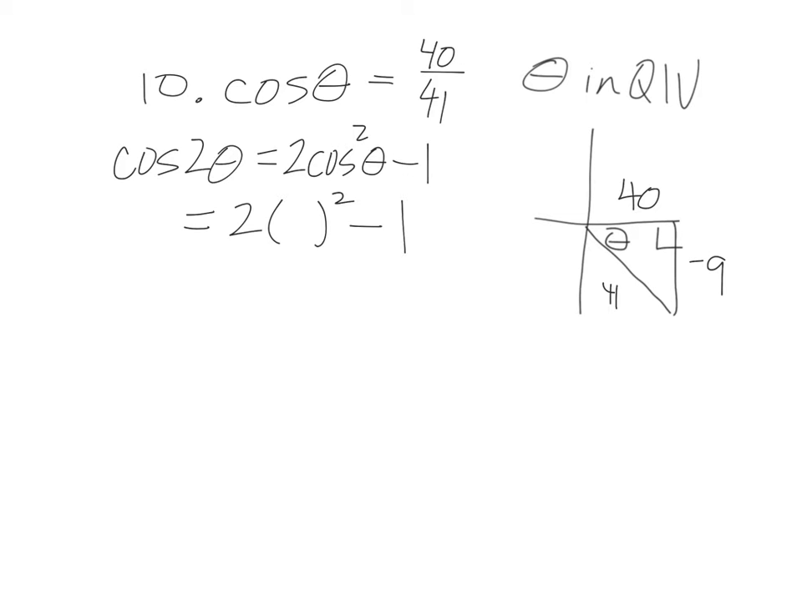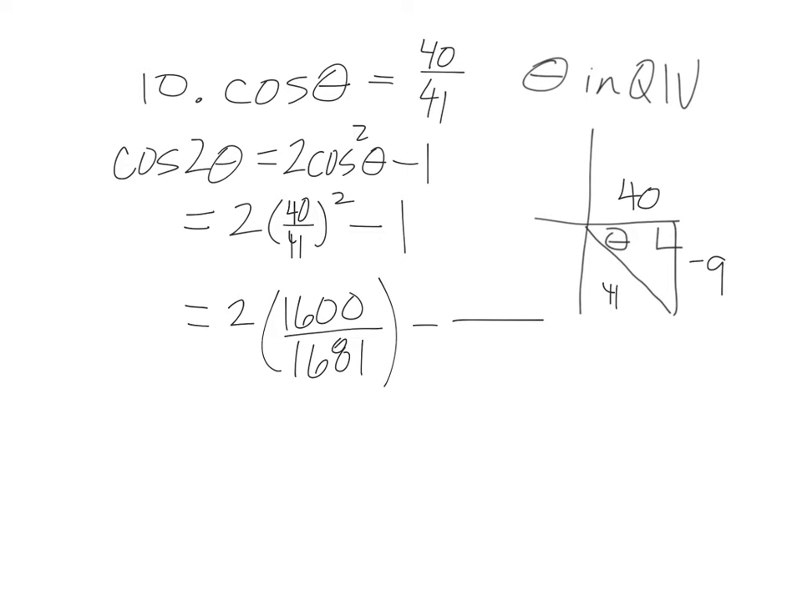The downside of this is now we have to make 1 into the same denominator. So first, I know that cosine theta equals 40 over 41 because that was given. I could also go adjacent over hypotenuse and get it as well. And now I have 2 times, when I square that, I get 1600 over 41 squared, which is 1681. And I want to combine with the 1, so I'm going to make that 1681 over 1681. So I suggest calculating the fraction all the way.